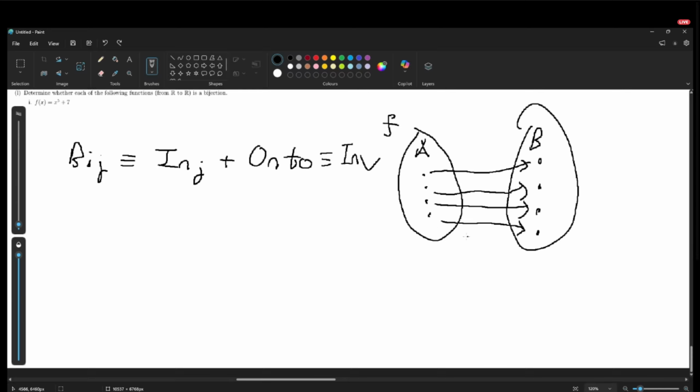And so that means that you can flip these arrows around so that it goes from set B to A. So that's what the inverse is. The inverse would be from this. And so that's what invertibility would be.